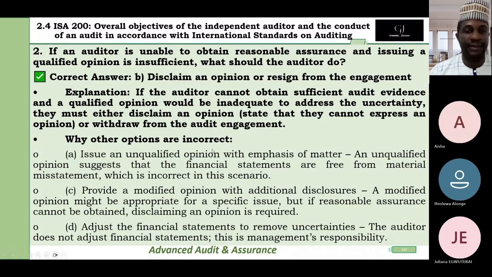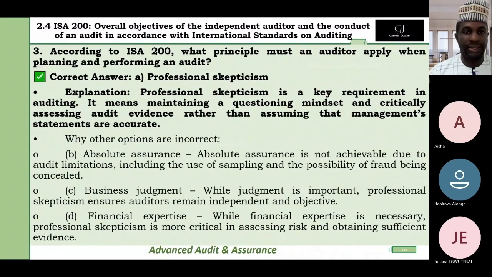All right. So, number 3, we're looking at our answers. According to ISA 200, what principle must an auditor apply when planning and performing an audit? A, professional skepticism. Professional skepticism is a key requirement in auditing. It means maintaining a questioning mindset and critically assessing audit evidence rather than assuming that management's statements are accurate. Exactly. So A, everybody got it.